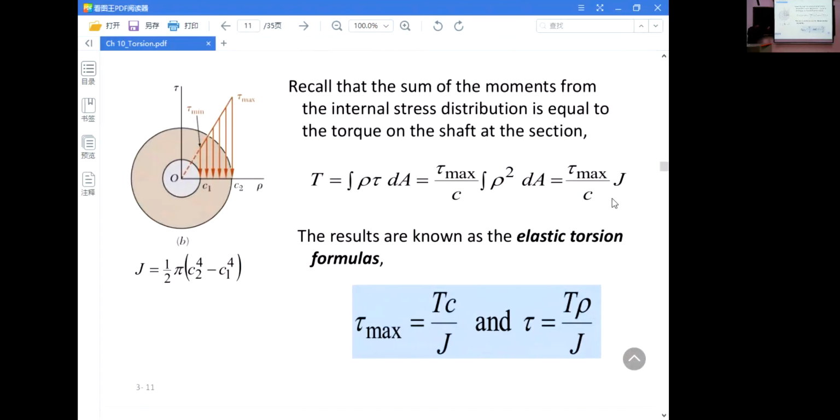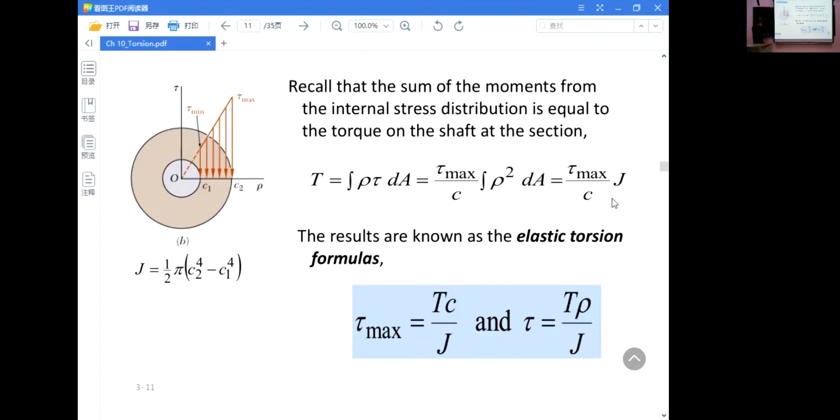Because this part is independent of load. It's not relative to load. It's just the geometry property of the cross section. That's that. So we can get the formula.